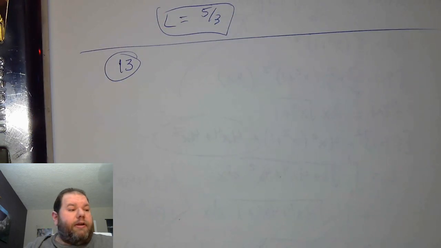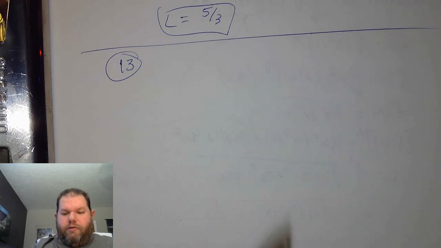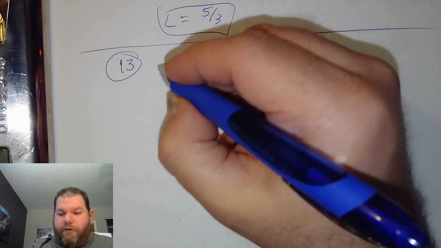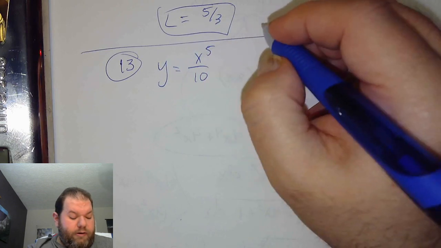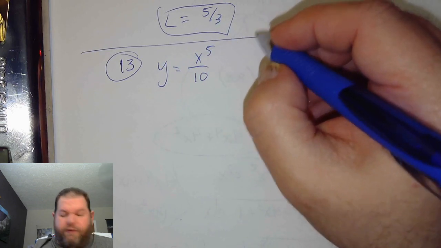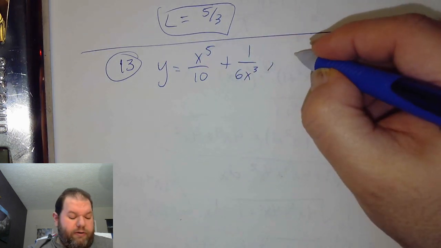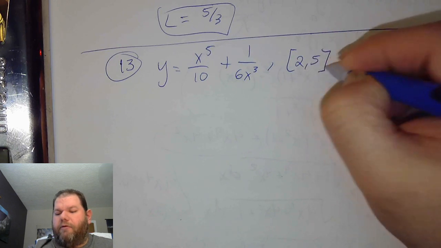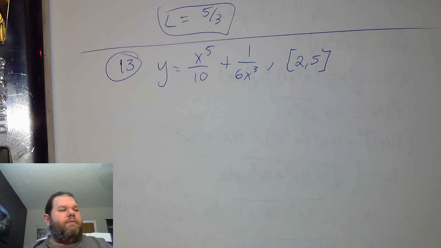So let's look at 13 next. I did say 13 is kind of the other variety of arc length problem that we see. Here we have y equals x to the 5 over 10 plus 1 over 6x to the third, and that's integrated from 2 to 5. Again, essentially just giving us the limits of integration.